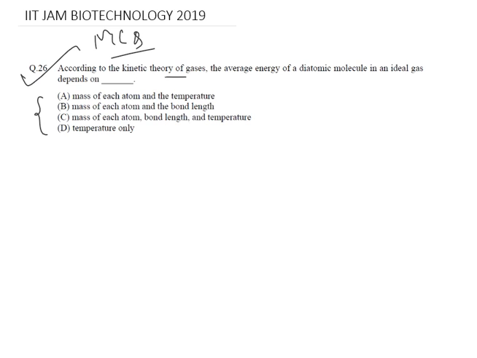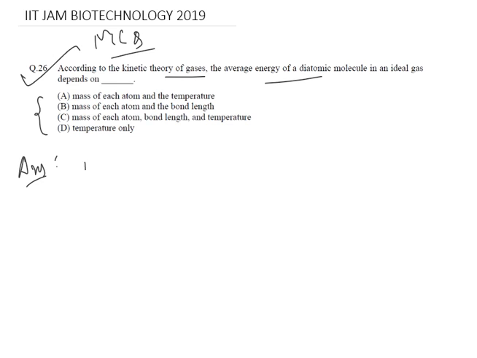According to the kinetic theory of gases, the average energy of a diatomic molecule in the ideal gas depends on: mass of each atom and the temperature, or mass of each atom and the bond length, or mass of each atom, bond length and temperature, or lastly temperature only.